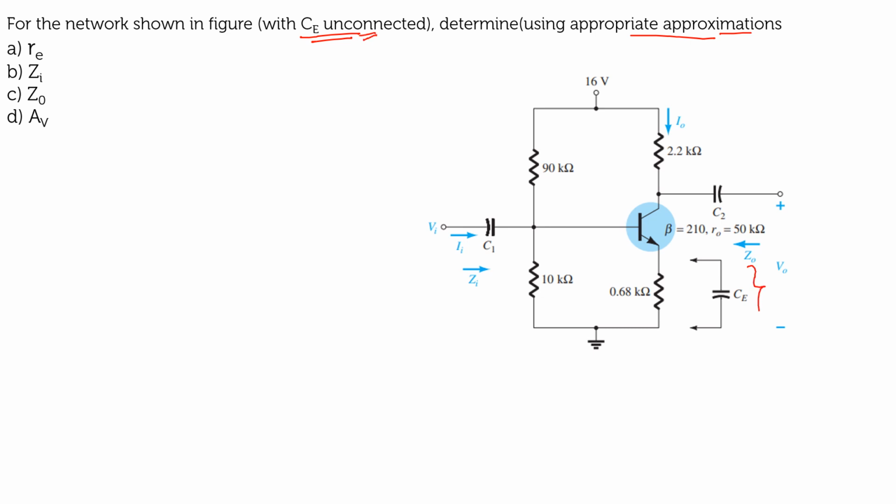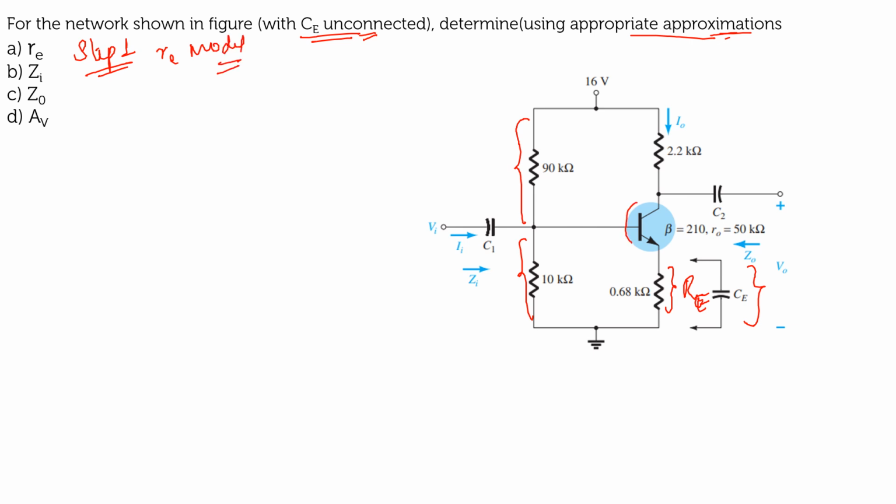Your capacitor CE is not connected to the circuit, so you have to consider the effect of the emitter resistor RE. Second, you can use the appropriate approximations also. If you see your input side, you have a voltage divider biasing. So step 1, let me try to draw the re model of the circuit.